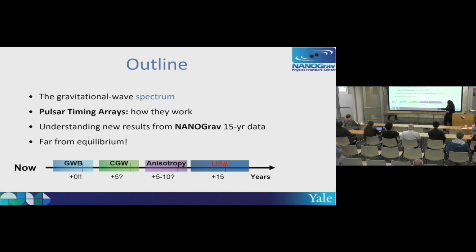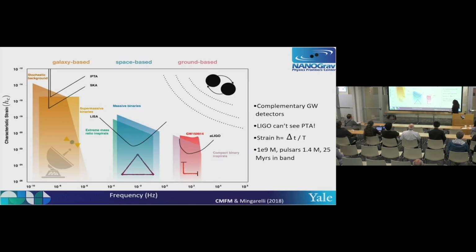And now we get to the more interesting things, right? This was like finding the monopole of the cosmic microwave background. And now we're going to look for the individual sources and for anisotropy in the background. And then LISA will fly maybe in the 2030s. We'll see. OK, so just to give you an overview of the landscape.